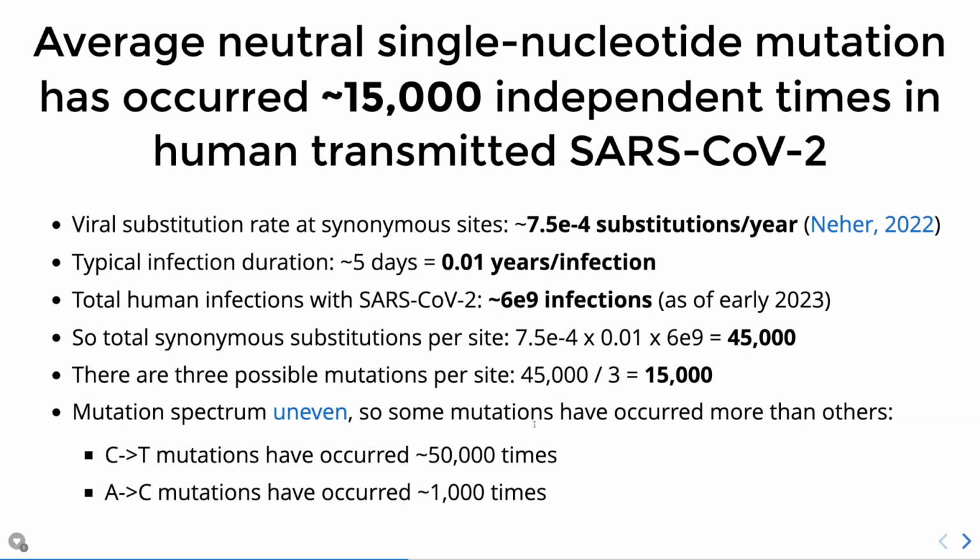I'd also like to note that the mutation spectrum of SARS-CoV-2 is highly uneven. So some mutations have been tested by natural evolution much more than others. For instance, a typical C to T mutation has occurred about 50,000 times in human transmitted SARS-CoV-2, whereas A to C mutations have occurred only about 1,000 times.